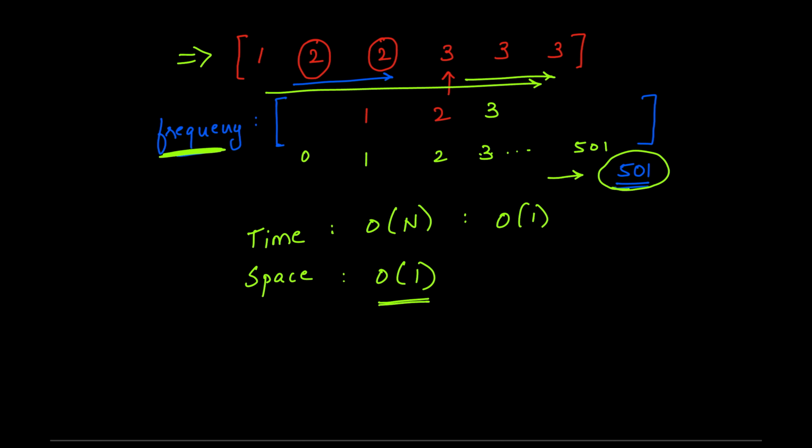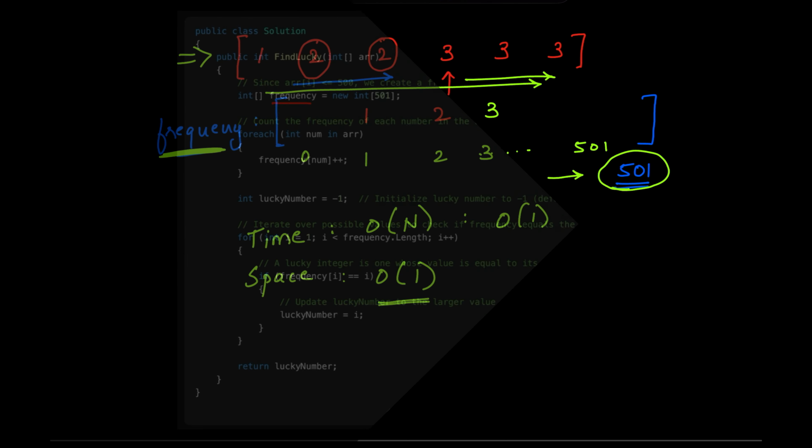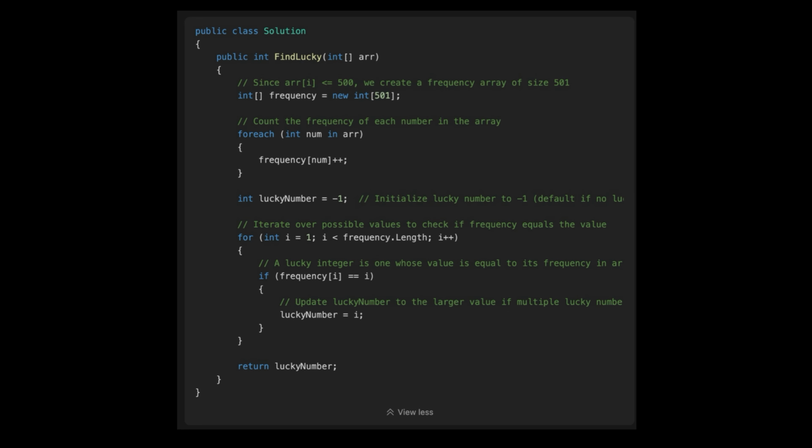I hope you are able to understand this explanation. Let me show you how we can implement this using C#. In this C# implementation, I have initialized an array of type integer called frequency and set the length to 501, which is the constraint given to us. After that, I am running a for loop on the input array to calculate the frequency of each number and saving it in the frequency array.